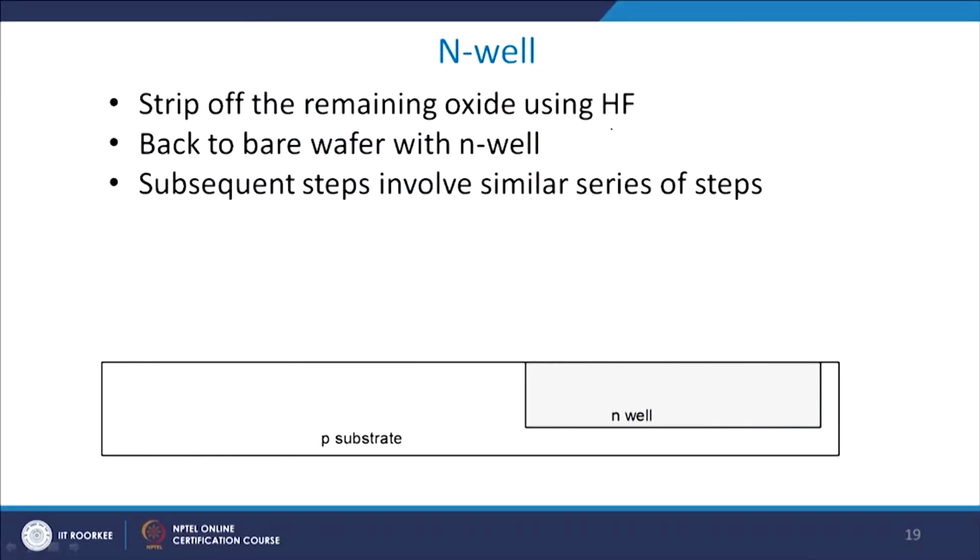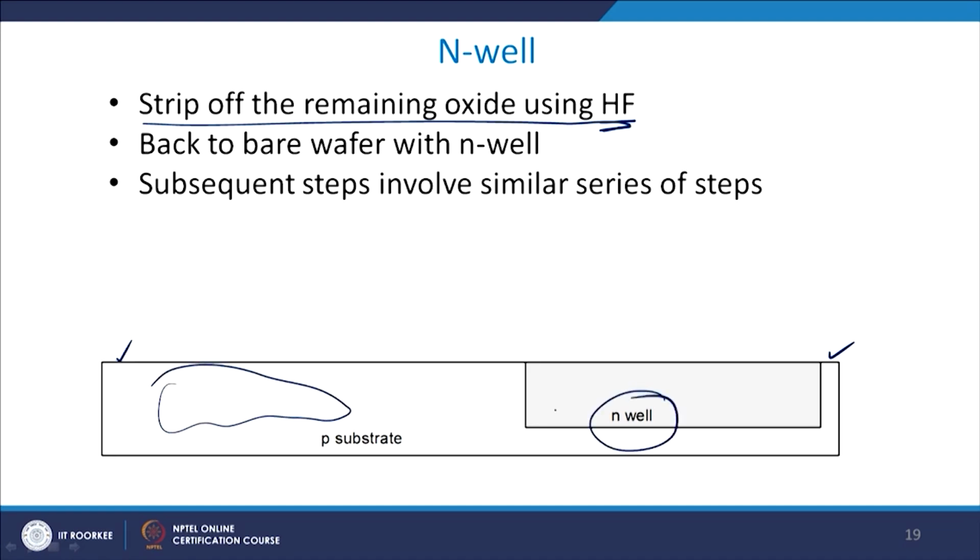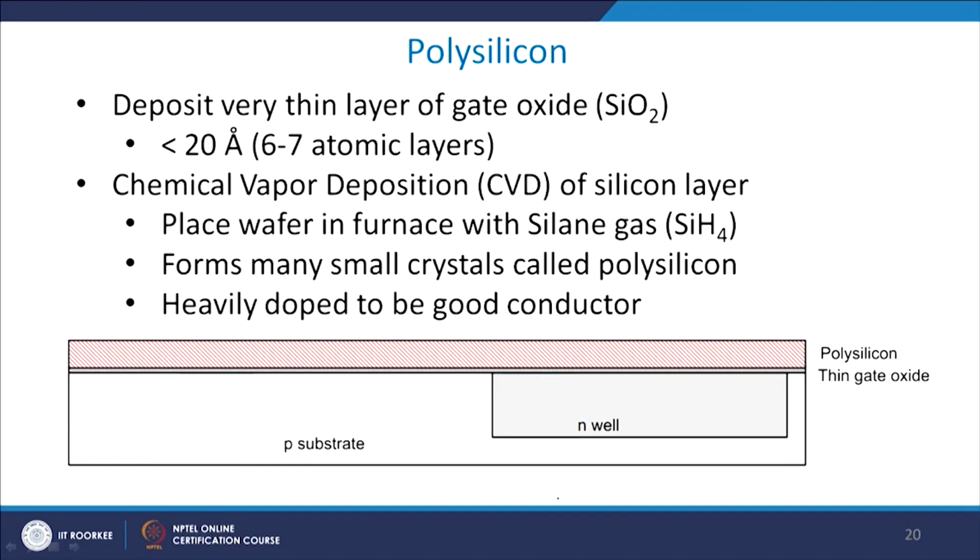Now, we come to the N well. Using HF or hydrofluoric acid, we strip off the remaining oxide, right. Whatever oxide layer was here at this point and at this point, we just use HF to remove it. Now what we have is the bare silicon wafer, which is this one, and we also have the N well which is kept here, right, and then we will be using similar steps later on.